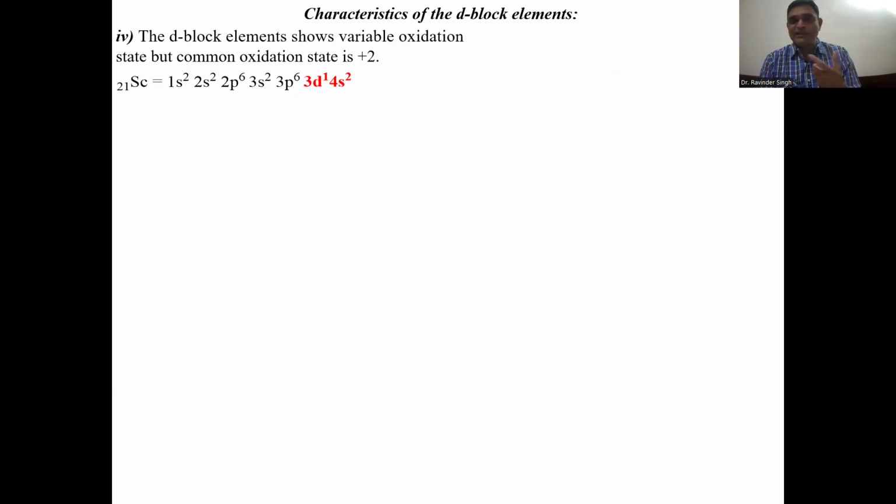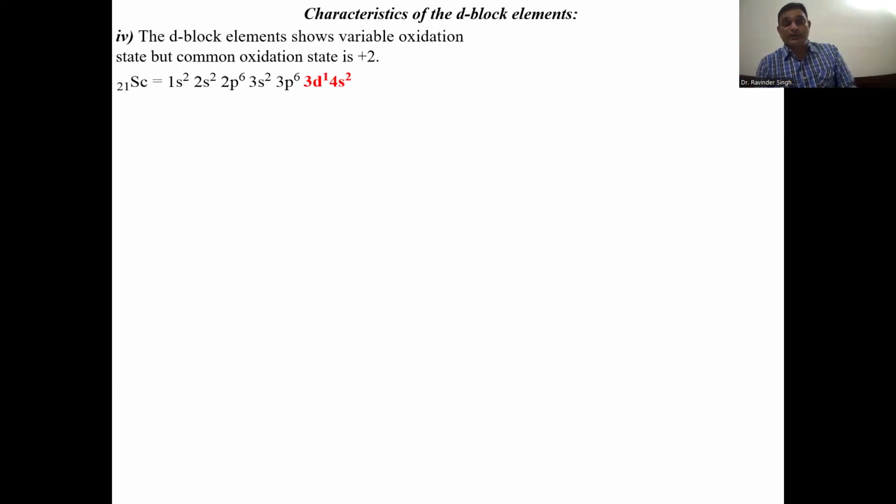Due to the very small energy gap between the 3d and 4s, or you can say due to nearly the same energy of the 3d subshell and the 4s subshell, the 3d electron can be lost like that of the 4s. जैसे 4s के इलेक्ट्रॉन इजीली लॉस हो सकते हैं, वैसे ही 3d के भी इजीली लॉस हो जाते हैं, because the energy of 3d and 4s is nearly the same.